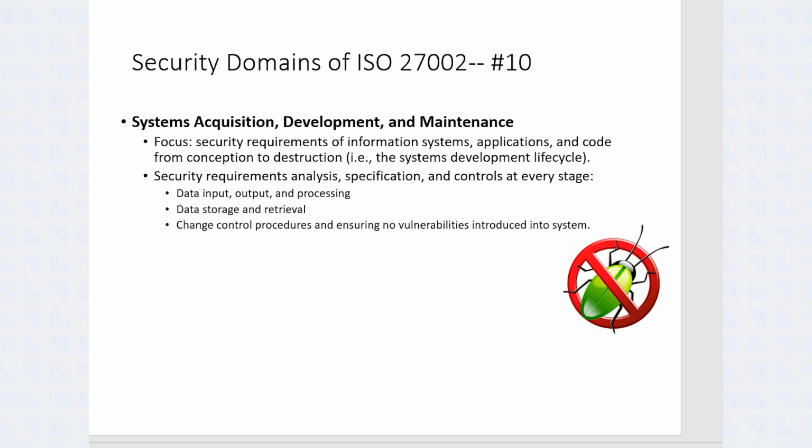Systems acquisition, development, and maintenance. The focus here is going to be on the security requirements for information systems, from conception to destruction, so the systems development lifecycle. Here you're going to be interested in ensuring that you have controls in the development and maintenance of your software code, and what the change control procedures are, making sure that no vulnerabilities are introduced to the system.